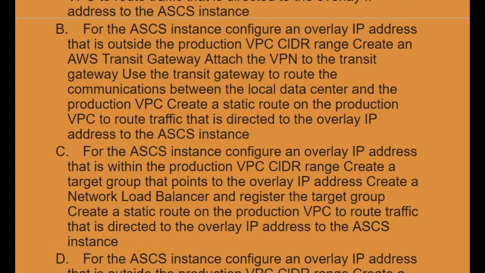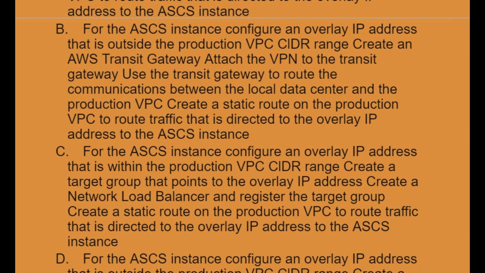Option B, for the ASCS instance, configure an overlay IP address that is outside the production VPC CIDR range. Create an AWS transit gateway. Attach the VPN to the transit gateway. Use the transit gateway to route the communications between the local data center and the production VPC. Create a static route on the production VPC to route traffic that is directed to the overlay IP address to the ASCS instance.